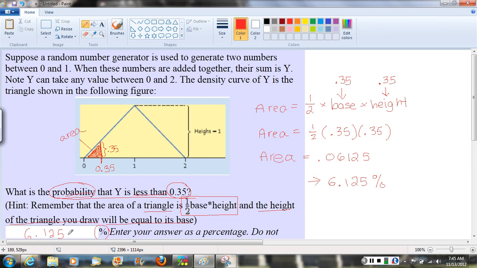So if we go back to the original story, what is this probability telling us? It's saying if I have a random number generator pick two numbers between 0 and 1, and I add them together, what's the probability that their sum is less than 0.35? Well, the probability of that is about 6.125%. So it's not going to happen very often that the sum of those two numbers would be less than 0.35. And this matches my intuition because in order for the sum to be less than 0.35, both of the numbers that the random number generator picked would have had to be very small.